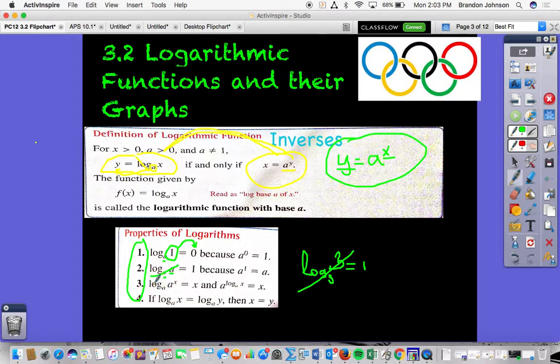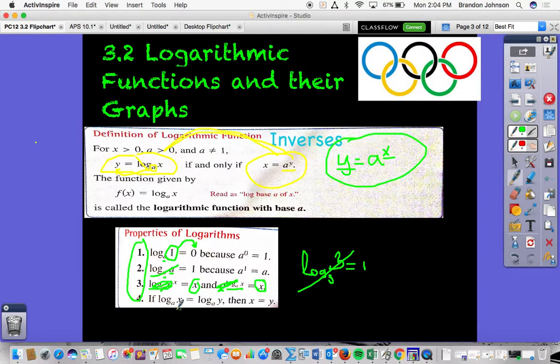Same holds true. Number 3 is very similar, except when I cancel, I have an x value left over, to where this would cancel to give me a value of x. Same thing with this right side here, except now notice that the log base a of x is an exponent, to where the base of the exponent is the same as the base of the log, which I could cancel, producing also a value of x.